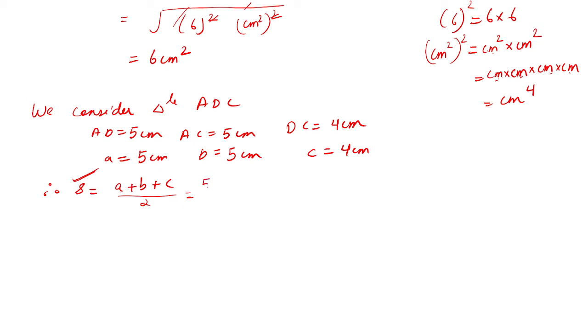Clear? So 5 centimeter plus 5 centimeter plus 4 centimeter, divided by 2. So this becomes 14 centimeter by 2, and that is equal to 7 centimeter. Clear with this?